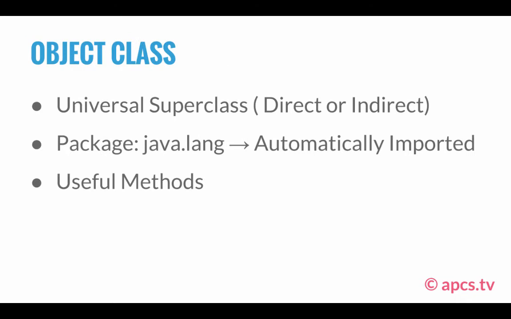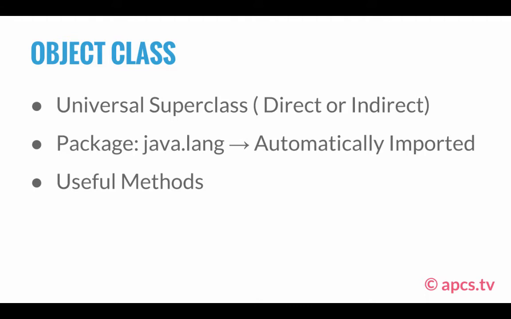So let's start off by understanding what the object class is. The object class is known as the universal superclass. It has a direct or indirect relationship with every other class in Java. We're going to be understanding what a superclass is and what these different relationships between classes are a little bit later in the course. But for now, that's sufficient knowledge.